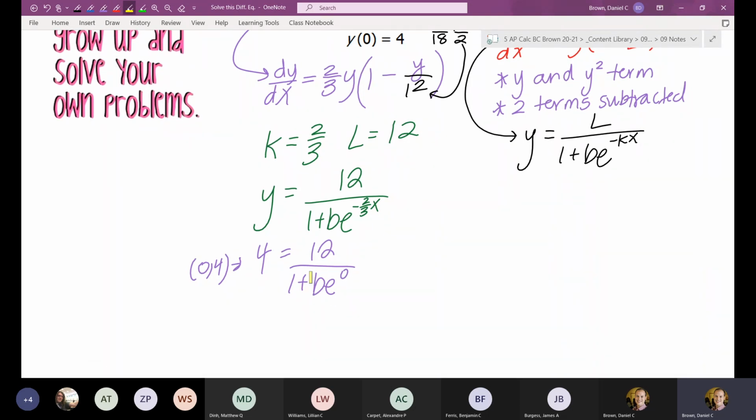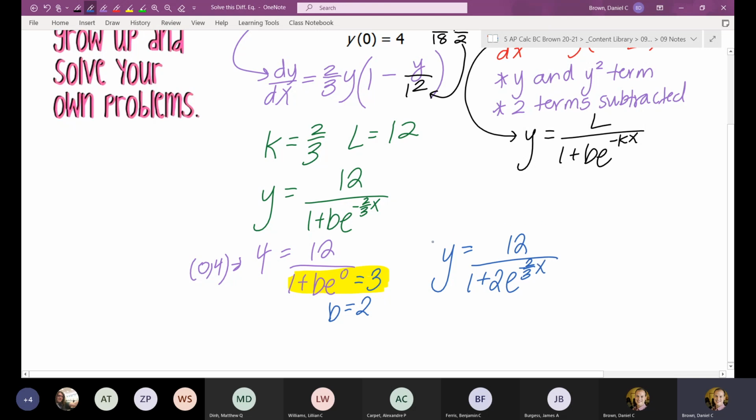4 is equal to 12 divided by what? Well, let's solve all the way. So I know you can see that's going to be 2. But 12 divided by 3 is 4, because sometimes it's not always going to be that easy. 12 divided by 3 is 4. So I know that denominator has to be equal to 3. Well, e to the 0th is 1. So what does b have to be equal to? 2. So typically, they're not going to be hard equations to solve. So what will be your final answer? Y is equal to 12 over 1 plus b, e to the negative 2/3, which is your k, negative k, and then x. And so that would be the equation.